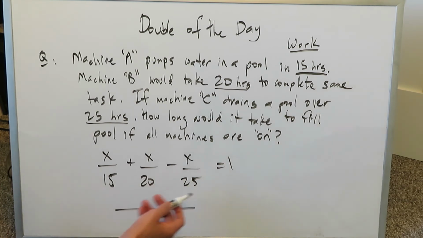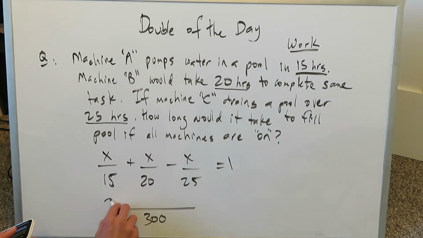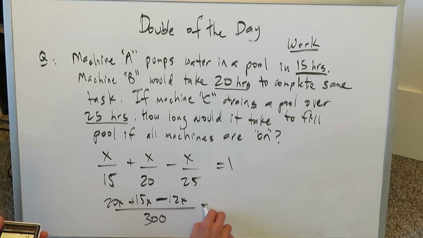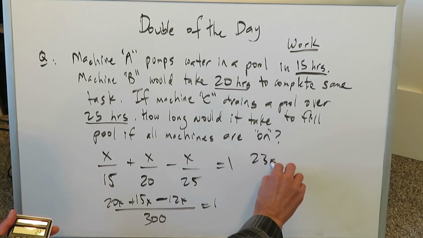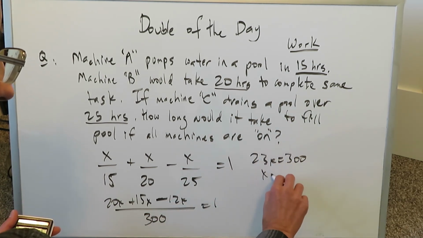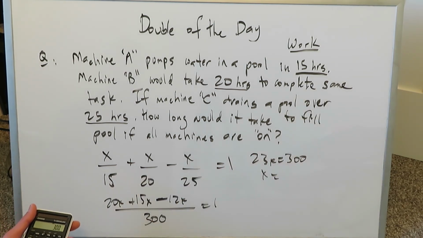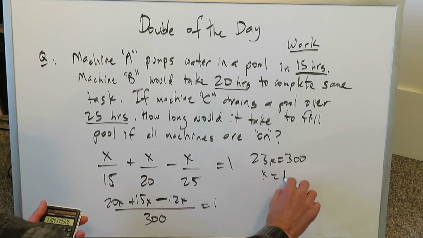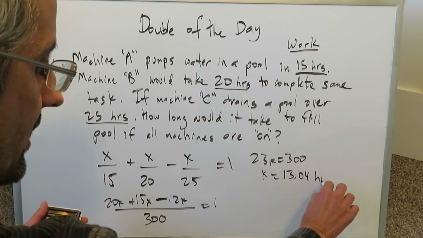You have to just do simple algebra here, a common denominator of 300. 15 goes in 300 20 times, 20x, 20 goes in 300 15 times, 15x, and 25 goes in 300 12 times, minus 12x. All of this is equal to 1. Do the simple algebra, 20 plus 15 minus 12. You have 23x is equal to 300, and x is equal to 300 divided by 23, and that'll give you exactly how long it would take, and it would be 13.04 hours.